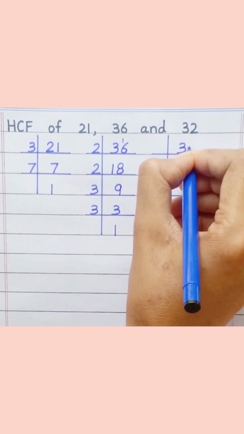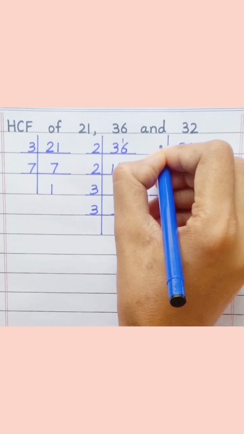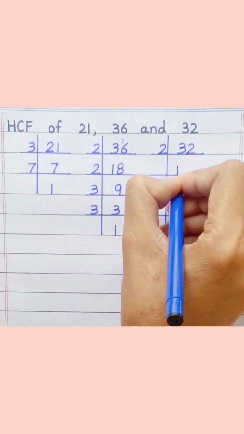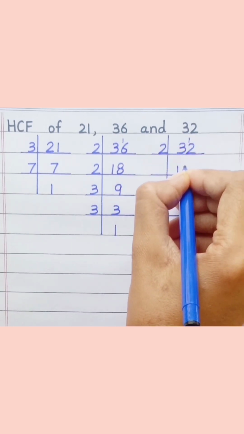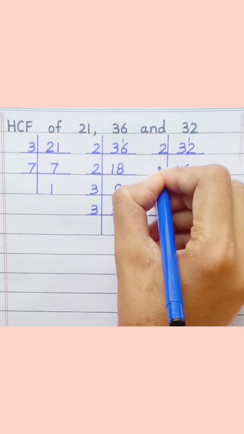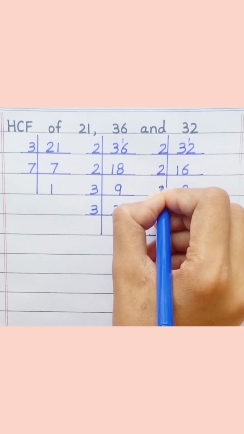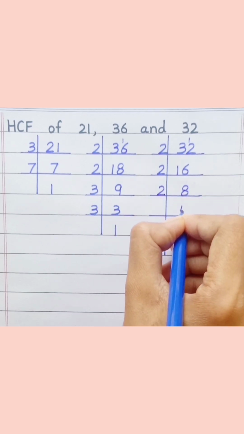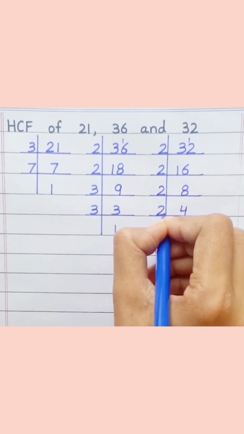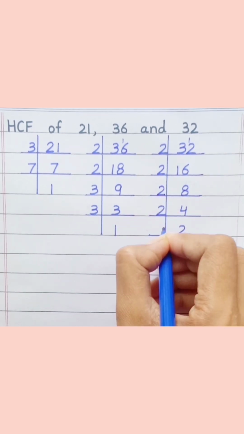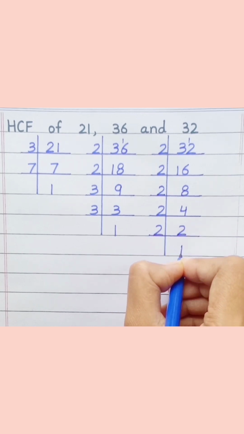32: 2 ones are 2. 2 sixes are 12. 2 eights are 16. 2 fours are 8. 2 twos are 4. 2 ones are 2.